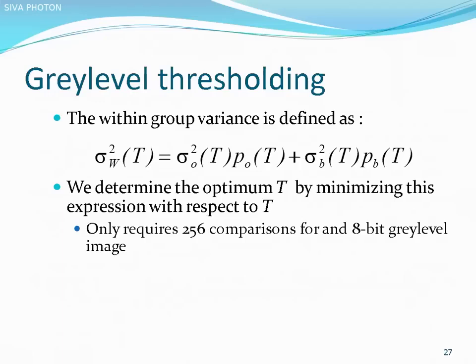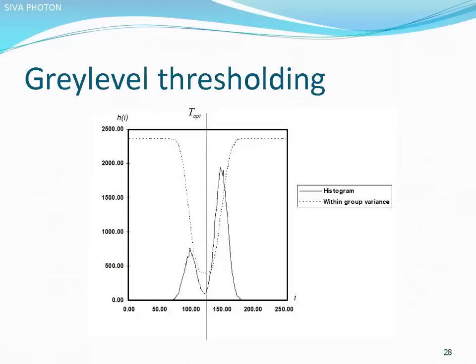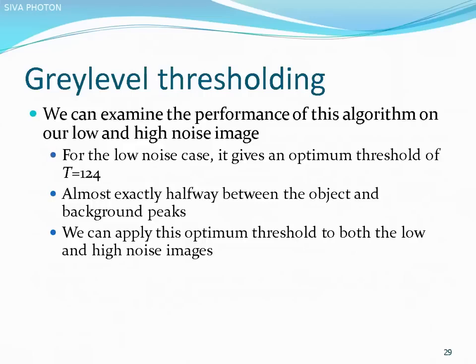Then based upon that, we are calculating the variance equation and at last we are finding the threshold value. So now you can see T opt. T opt indicates the threshold value. So based upon this threshold value, we can do the segmentation.